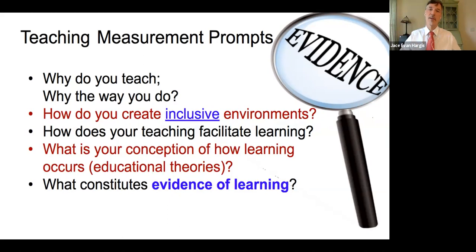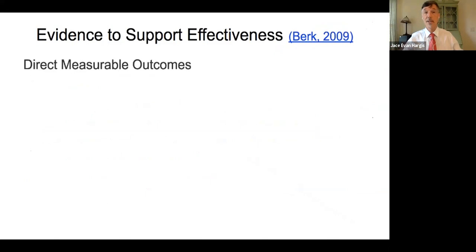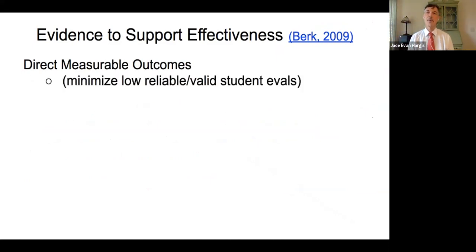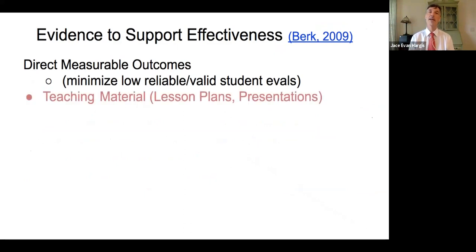Some people will ask, what do you mean by evidence of learning? Here are some ways that you can gather direct, measurable evidence of outcomes. We always think about student evaluations of teaching, and we tend to say that those are necessary but insufficient. There's plenty of literature, data, and research indicating that we probably shouldn't be focusing on that. But we do want to gather and create what's called teaching material.